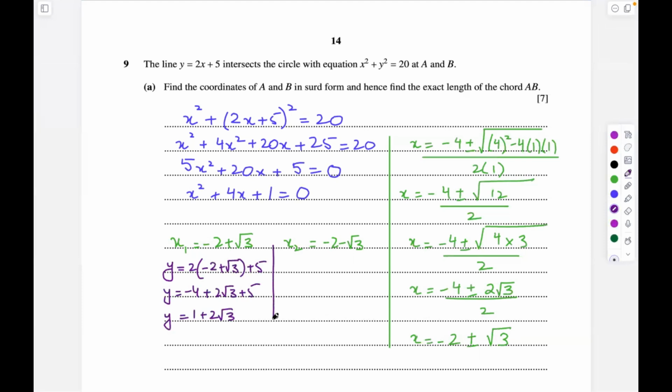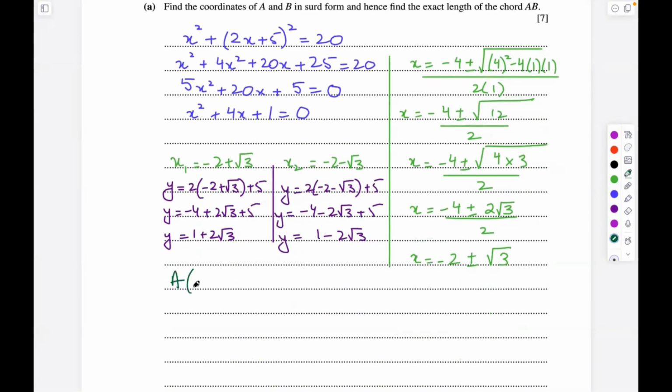Substituting the second value of x, y = 2(−2 − √3) + 5. Simplifying, this will be −4 − 2√3 + 5. Again −4 + 5 is 1, so it is 1 − 2√3. So we can write the coordinates of A as (−2 + √3, 1 + 2√3), and the coordinates of B will be (−2 − √3, 1 − 2√3).